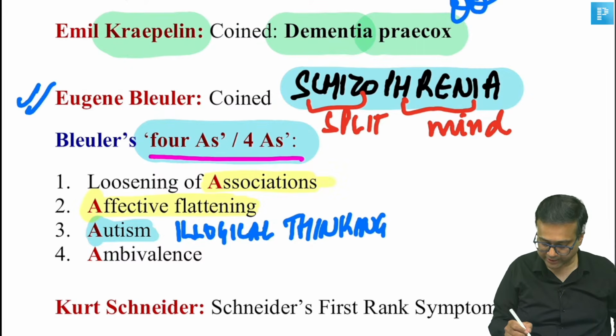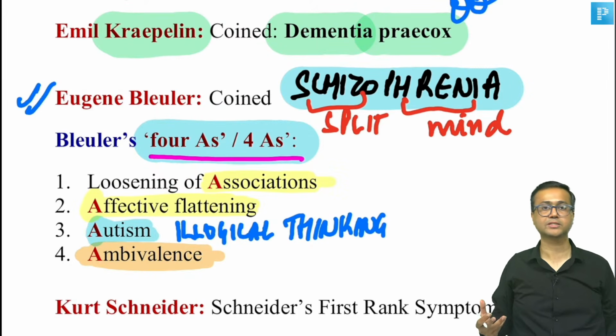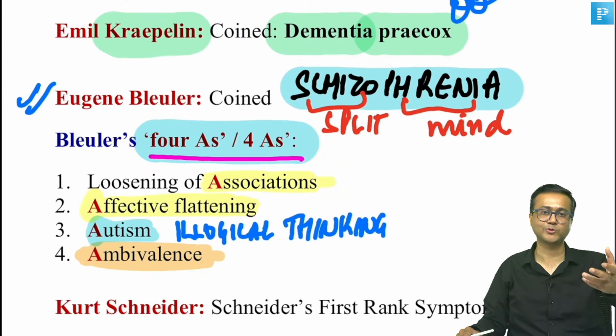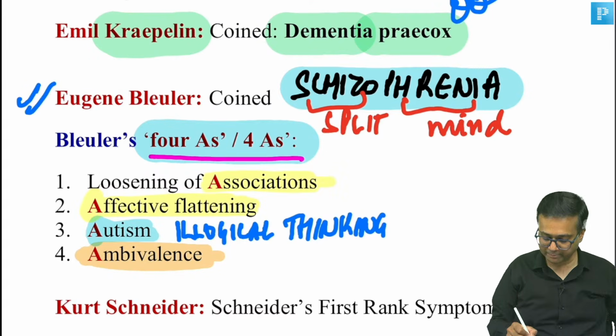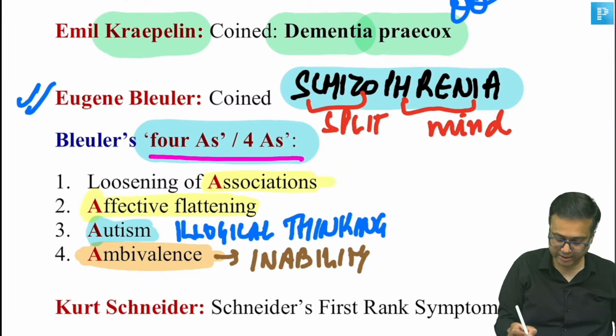And one more A is ambivalence. Can you tell me, beta, what is the English meaning of ambivalence? Sometimes in the morning when you're not able to decide should I wear red dress or white dress, you say, sir, I'm being very ambivalent. So what is the meaning of ambivalence, beta? Inability to decide, at the level of thinking.